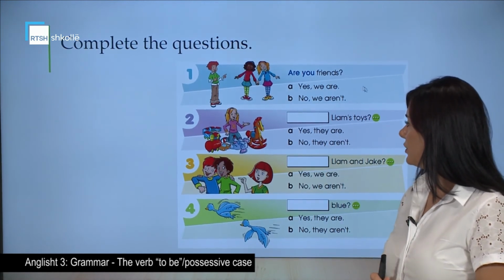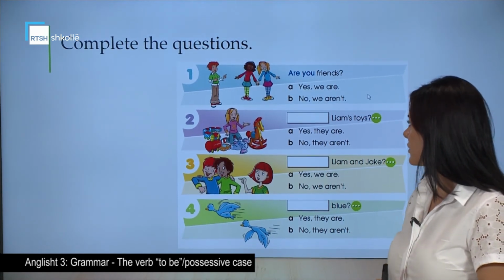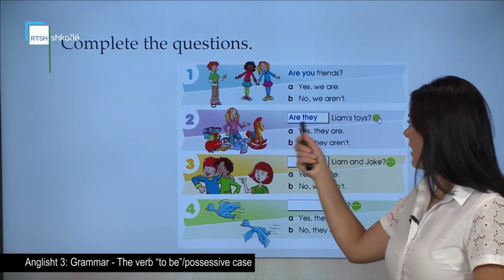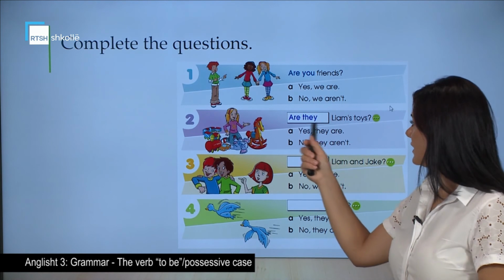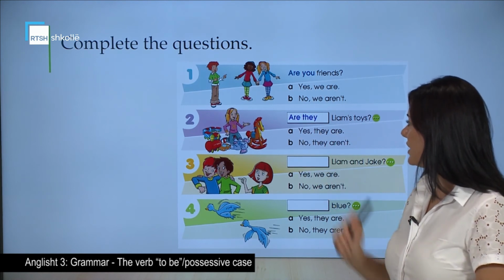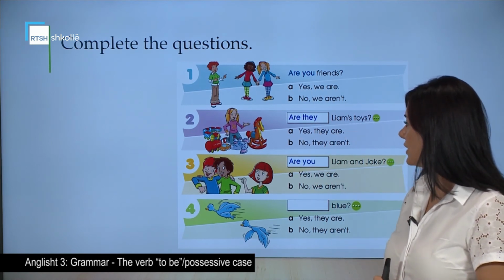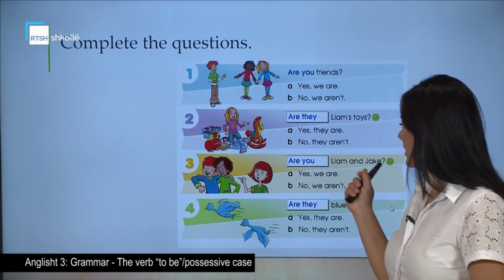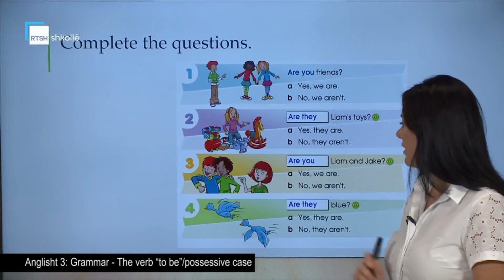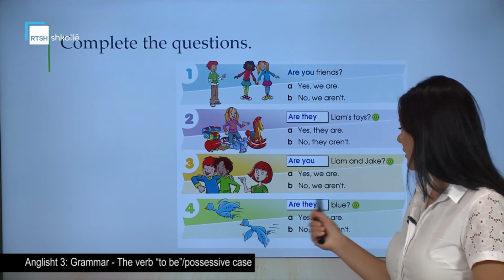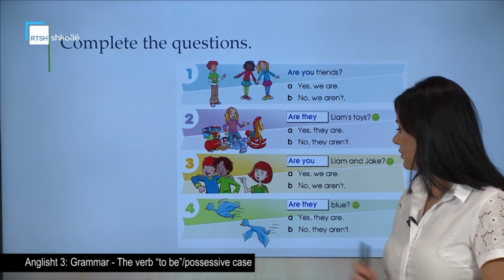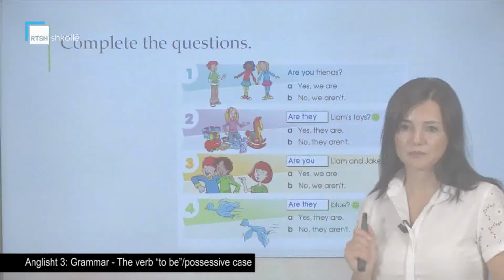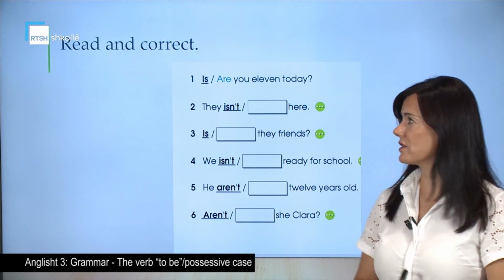So, let's go on with the second picture. Okay? Are they Liam's toys? No, they aren't. Are you Liam and Jack? Yes, we are. Are they blue? Yes, they are.